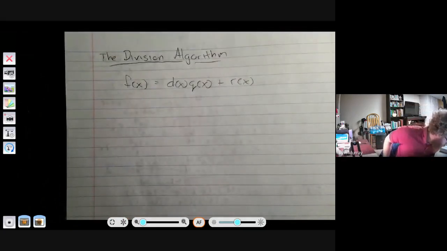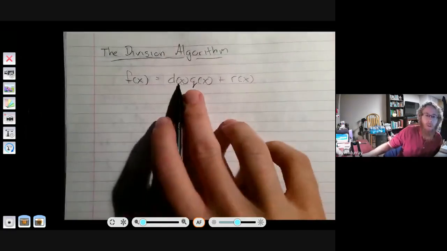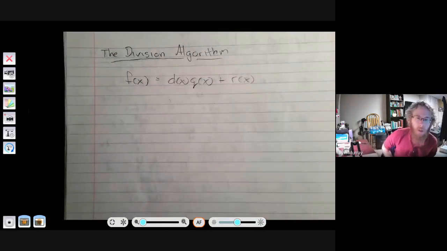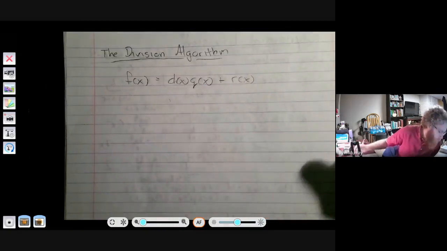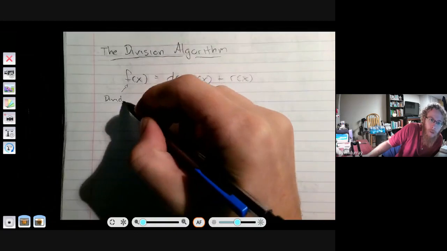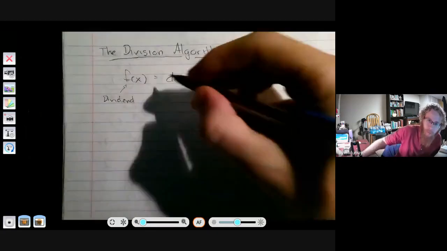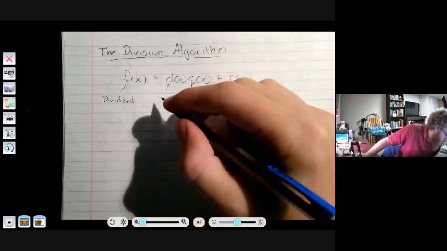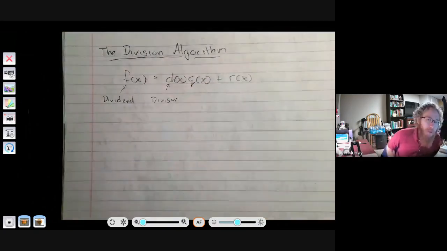The last thing I'll leave you is what they call the division algorithm. We have f of x equals d of x times q of x plus r of x. It's pretty straightforward with the names they're given. This here is our dividend, the large number that goes underneath the division symbol. This here is the divisor, so that's what we divided by.